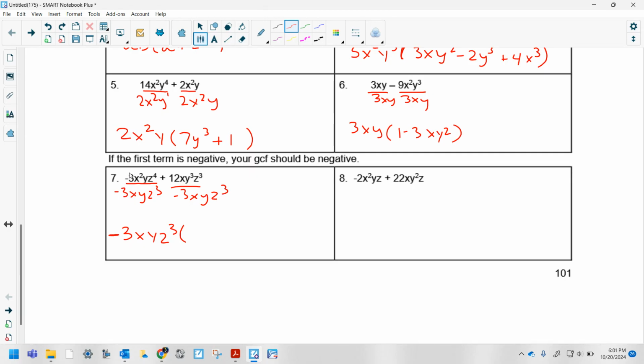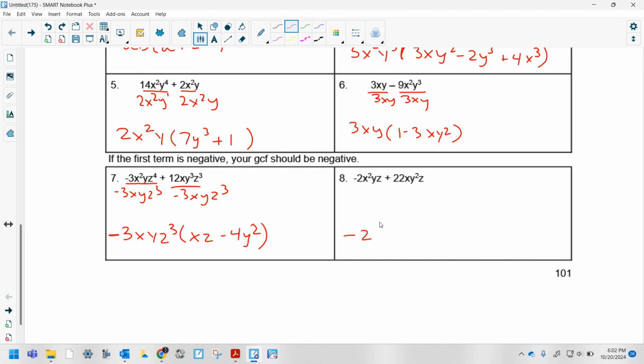Negative 3's can cross out. x squared and x is just x. The y's will cross out. z to the fourth, z cubed is just going to be z. 12 divided by negative 3, negative 4. x and x will cross out. y cubed and y is y squared. That's 3 minus 1. That's why we have y squared. z cubed, they're going to cross out.